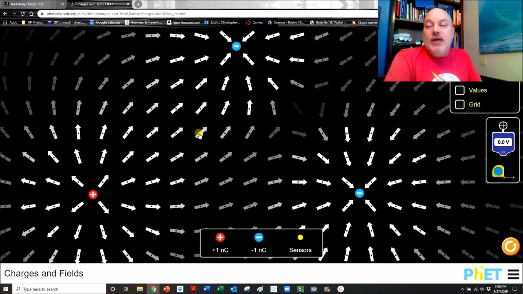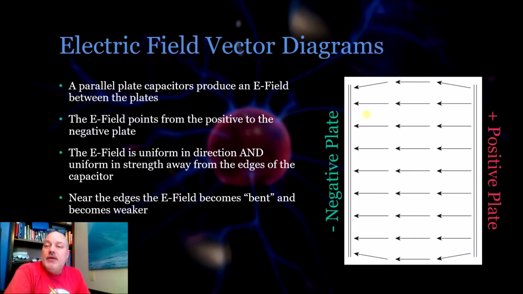And if I put a positive charge out here, notice how the force on the positive charge is always parallel to the electric field. Now, this is a positive sensor. If I put a negative sensor out here, like an electron, the force would be in the exact opposite of the electric field.